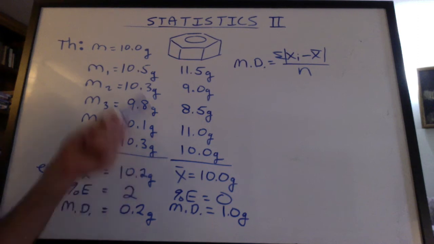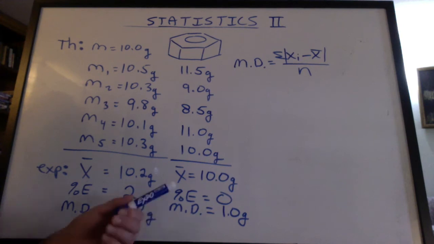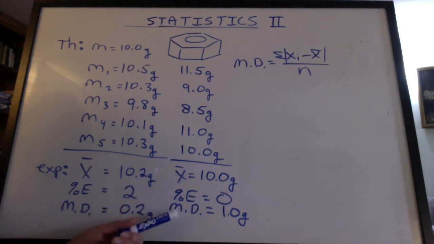Well, that means this group here is all over the place. I don't think I would want them making equipment for me if this is the best they can do. So this is way off. It tells me that the data is rather variable. This is much more consistent. So there's a difference between your error and how variable your data is.